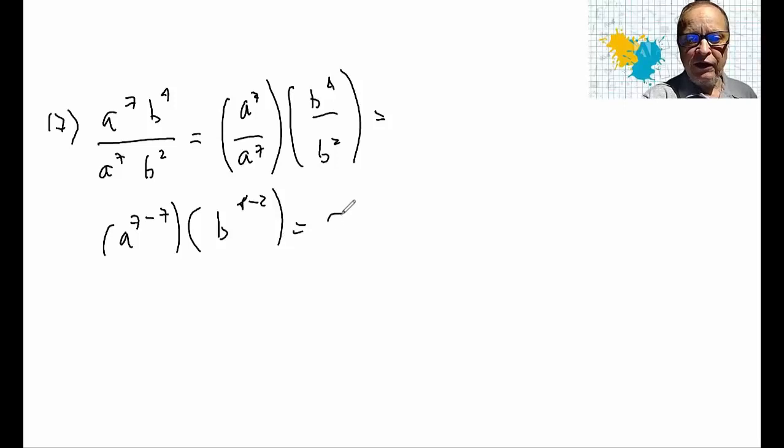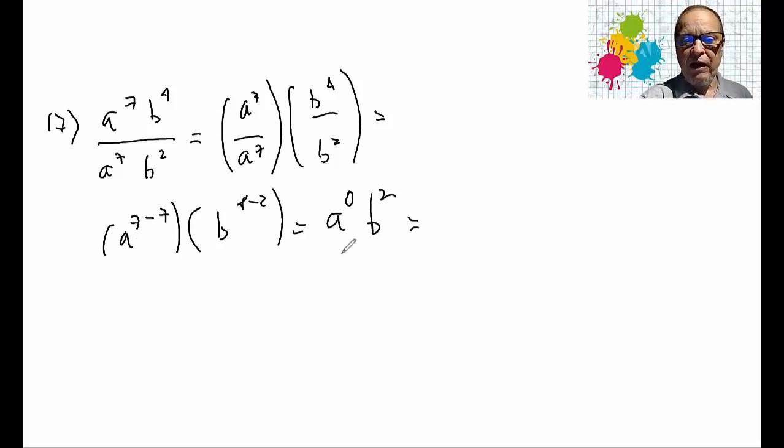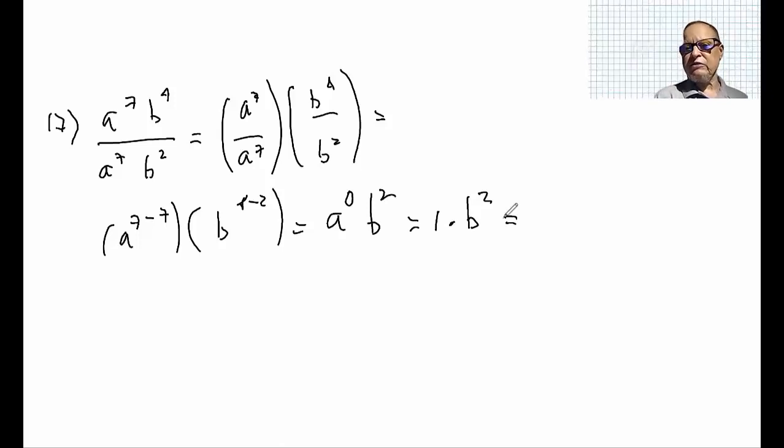Now it turns out a to the 7 minus 7 is a to the 0, and b to the 4 minus 2 is b squared. And anything to a 0 power is equal to 1. So our a to the 0 is equal to 1, and then b squared. But we usually don't write the 1, just like when we have a silent E. We may write it, but we don't say it. In this case, we know that 1 is there, but we usually just write b squared.